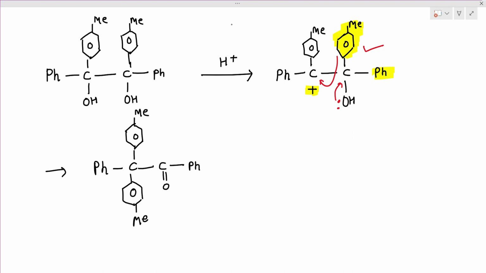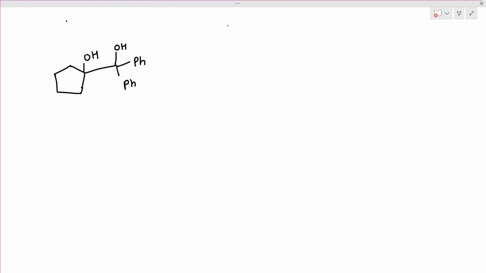Now see one more interesting example. See here, we have been given this compound and it is treated with H plus. You can see this is also a diol. Then the question is again the same: which OH group do you have to protonate? Okay, so you can see here, if we remove this OH, then we get the carbocation at this position, and this will get perfectly stabilized by this phenyl group and this phenyl group. Okay, so this OH we will have to protonate.